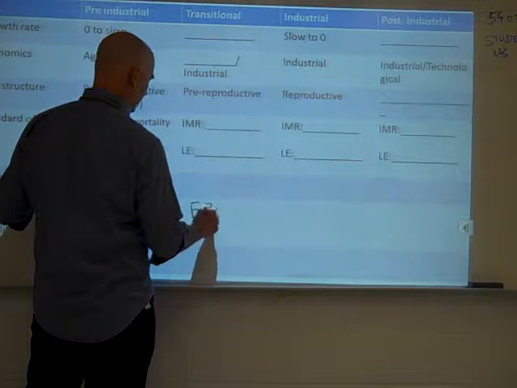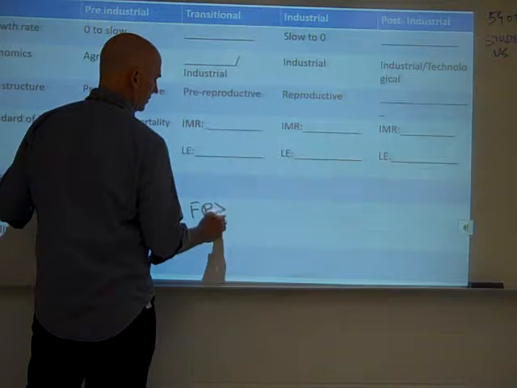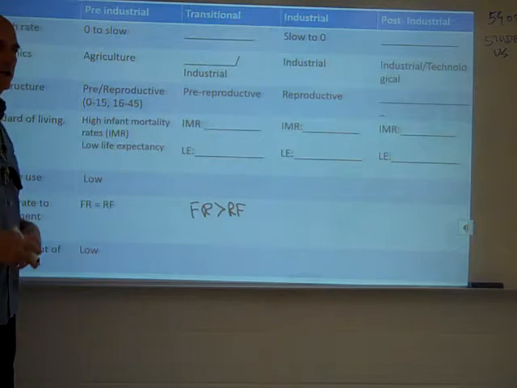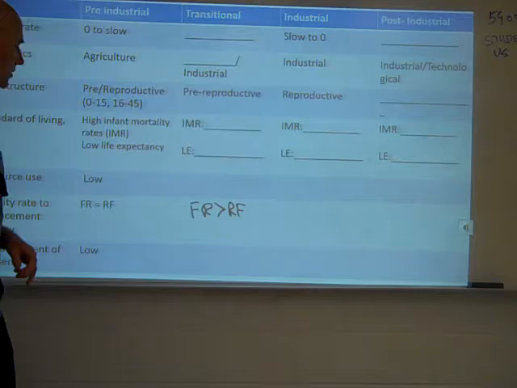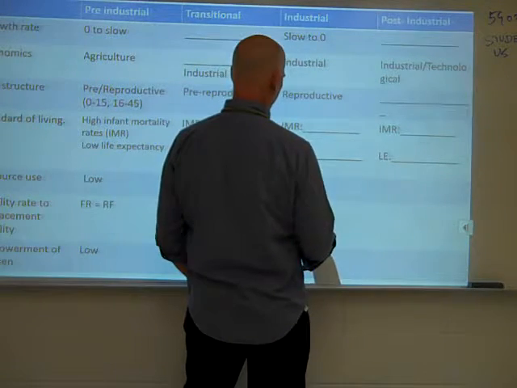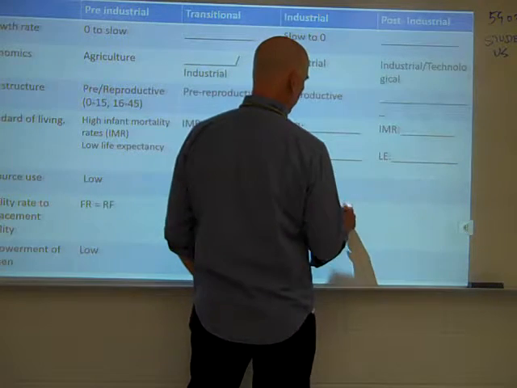Your fertility rate, in which women are surviving children, is greater than your replacement fertility. Basically, you have more children than you need to. That's why population growth is rapid. When you get here, where the fertility rate comes down, you get back to your FR equals RF value again.